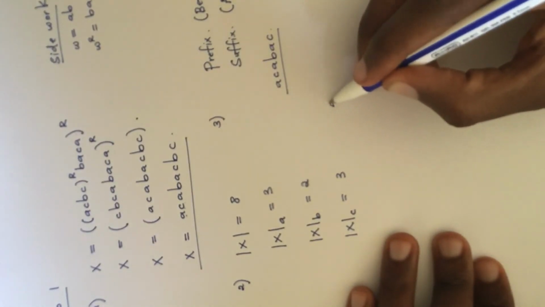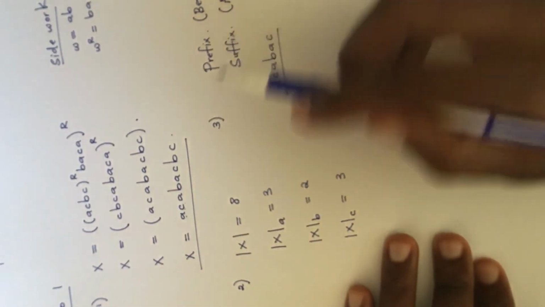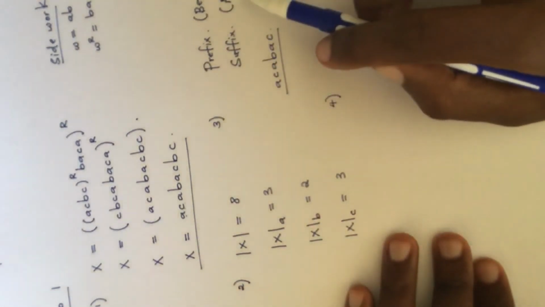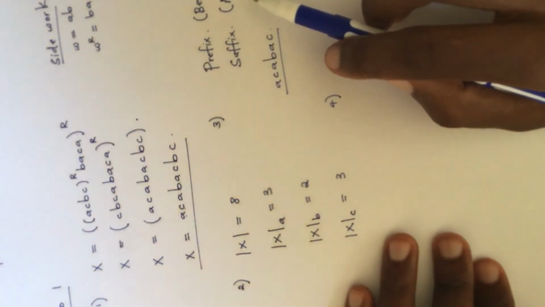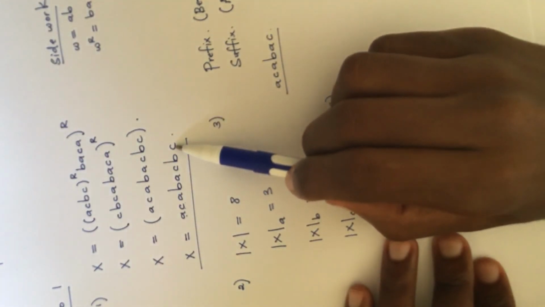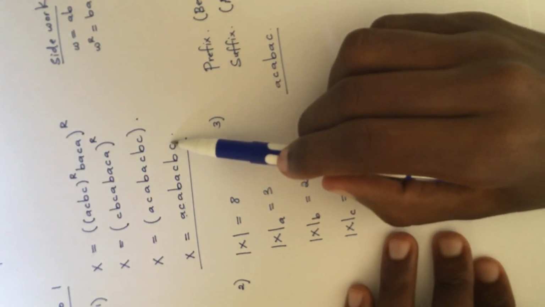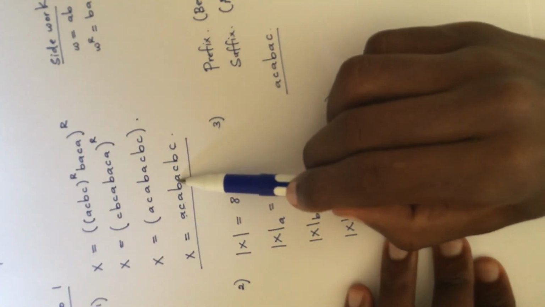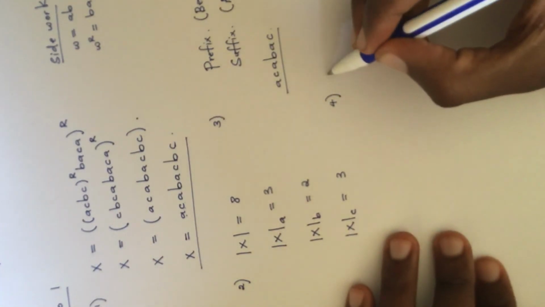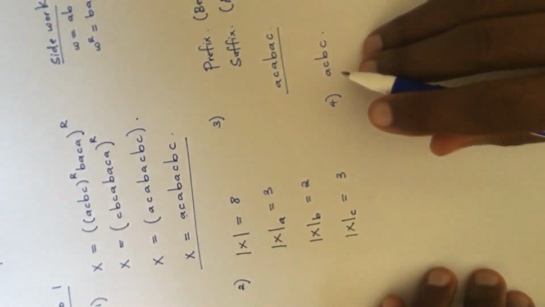Now in part 4, they're asking for the suffix. Suffix means after, and for suffixes, we count starting from the end. So they're asking me for a suffix that contains only one letter, A. So I count, this is not A, not A, not A. So when I get A, I stop there. So I'm going to take this string you are seeing from here up to here. So that string is going to be A, C, B, C.